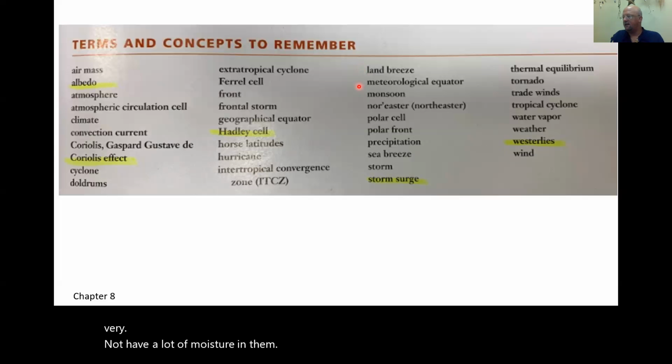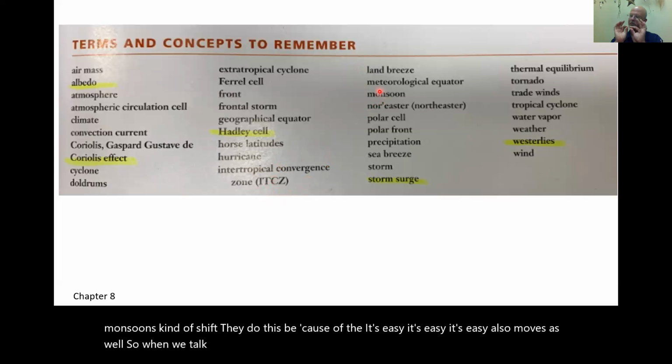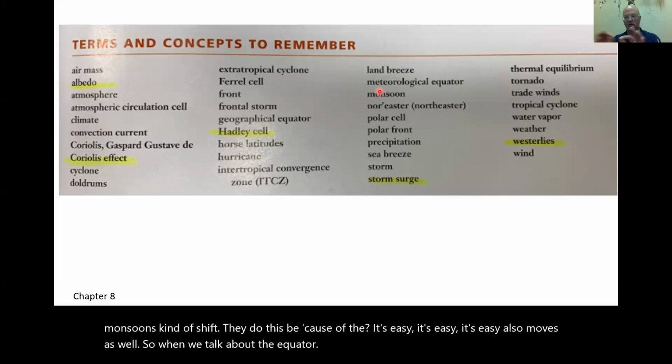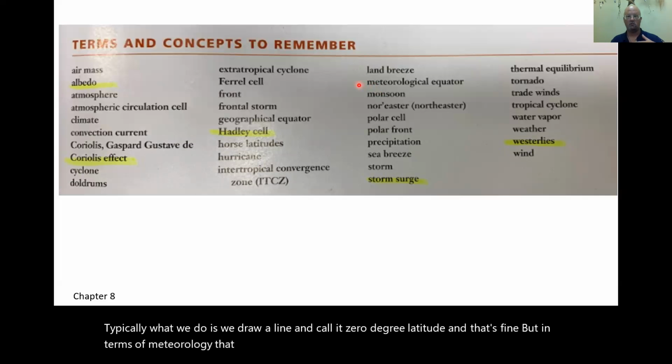Meteorological equator. This is a term that refers to the fact that as the earth rotates, things shift. For example, we talked about monsoons and how monsoons shift. They do this because of the ITCZ, which also moves. When we talk about the equator, typically we draw a line and call it 0 degree latitude, and that's fine. But in terms of meteorology, that equator can change, and it changes with the seasons, the rotation of the earth, etc.